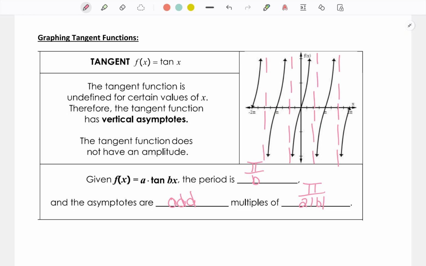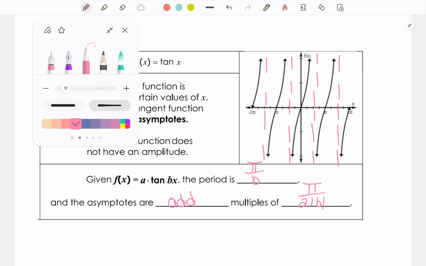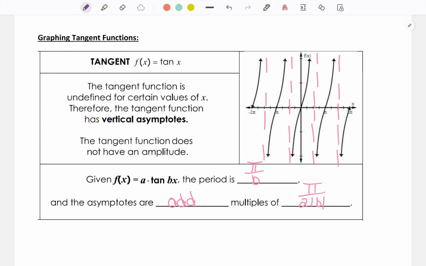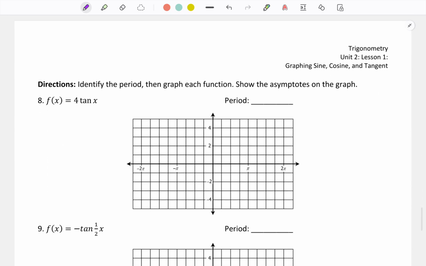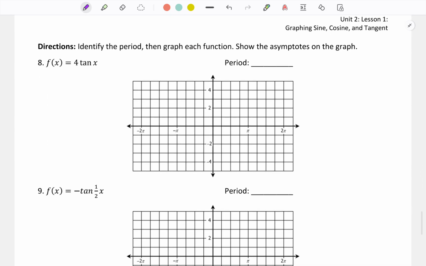So just like sine and cosine, we do have a pattern that makes graphing this a little bit easier. So for tangent, you don't have to worry about amplitude. You just have to worry about period. So we are going to show the asymptotes on the graph. So we find our period the same way. We look for that b value. And in number 8, we actually don't have it. So their period would be pi over 1 or just pi. So it's 4 blocks wide.